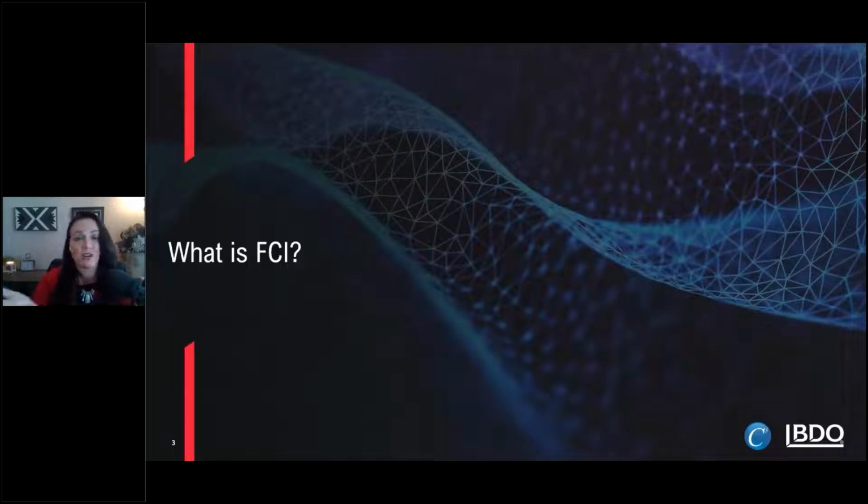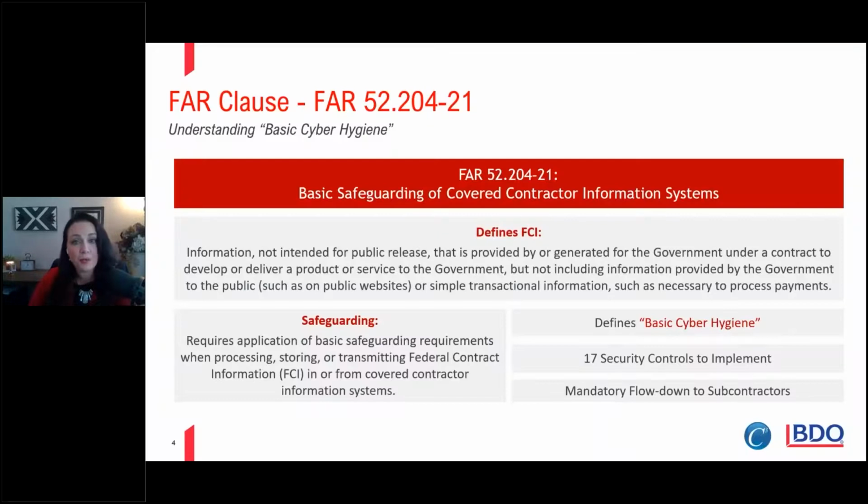Where do you start in terms of cybersecurity and classification for specific data types? The first place you're going to start is FCI. Now, the whole definition of federal contract information is passed down through FAR Clause 52.204-21, and this establishes your basic layer of safeguarding.